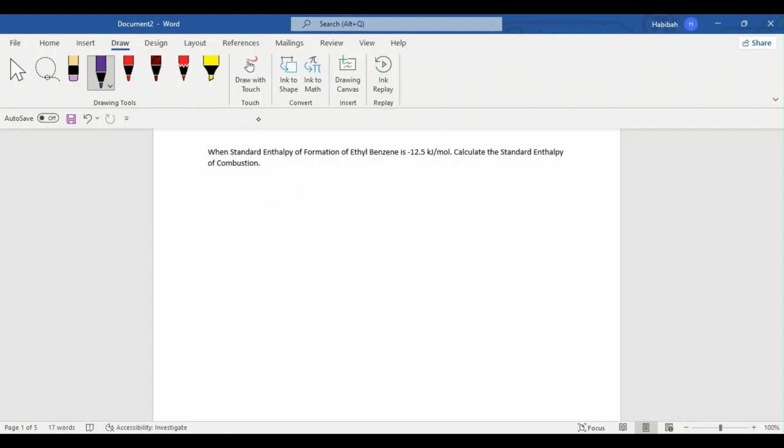So today we're going to be working on the question on the screen that says: when the standard enthalpy of formation of ethylbenzene is negative 12.5 kilojoule per mole, calculate the standard enthalpy of combustion. So the first thing you have to do is note that we're told the standard enthalpy of formation of ethylbenzene. We're just going to say ethylbenzene is EB for now. So the standard enthalpy of formation of ethylbenzene, EB, is equal to negative 12.5 kilojoule per mole.